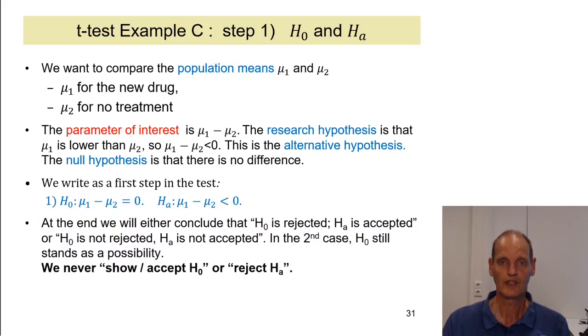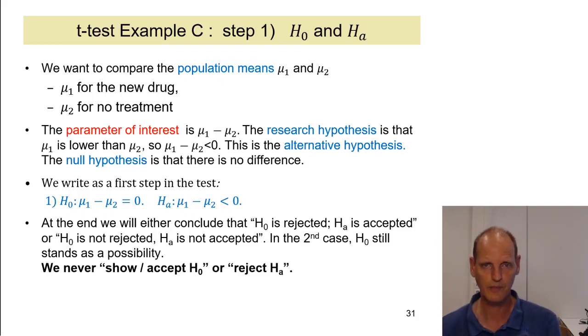So at the end of the test, we will conclude either that the null hypothesis is rejected and HA is accepted, where accepted is fairly strong. We really consider it to be very likely true. It's not a mathematical proof, but certainly in some cases the data speak very strongly in favor of the alternative hypothesis. That's why we also sometimes say the alternative hypothesis is proven or shown, or words like that. Here we will mostly use accepted.